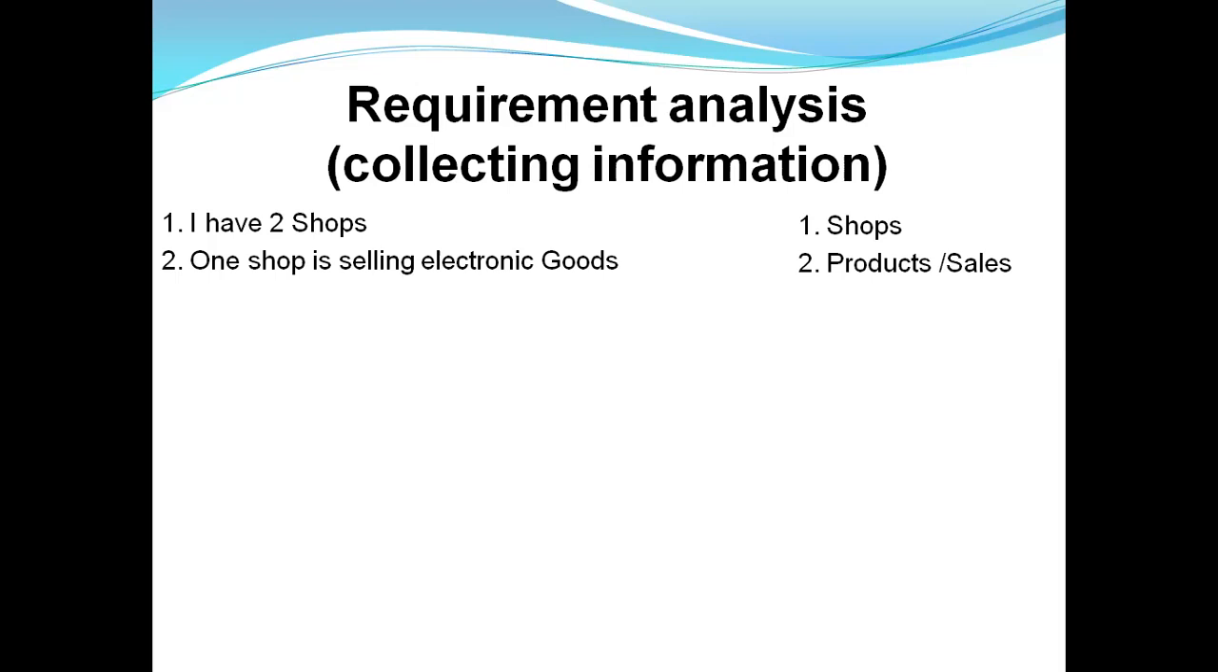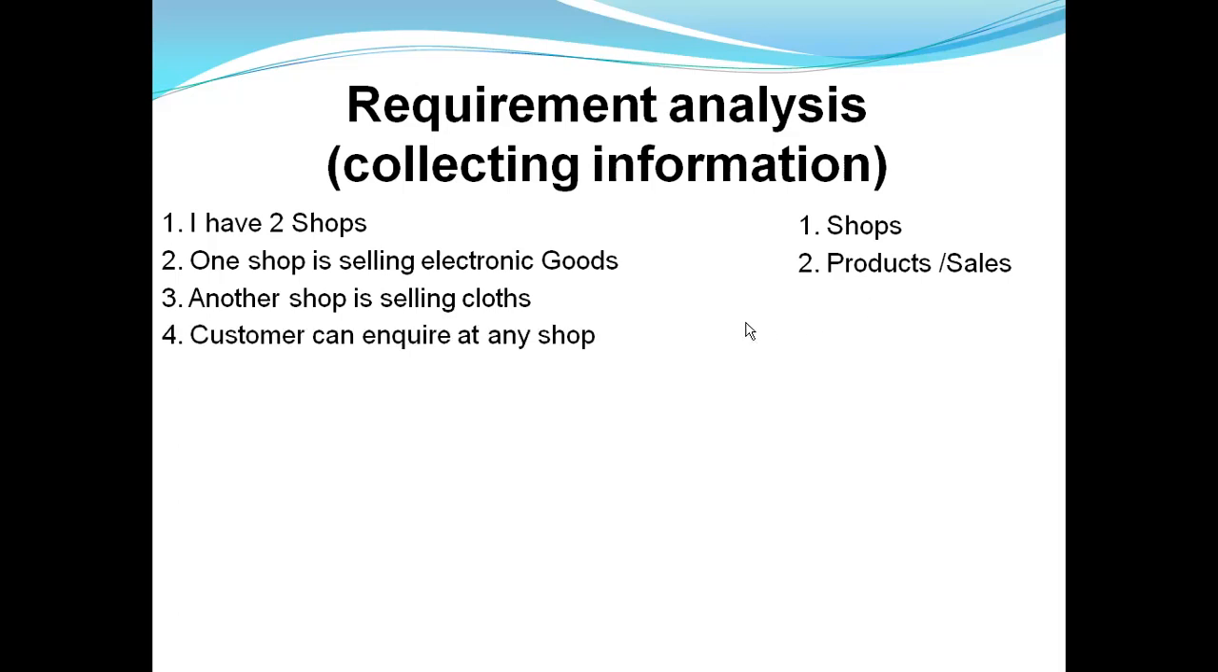Then the next information we are getting is another shop is selling the clothes. So can we say cloth is a garment, selling a sale we have already taken, shop is already taken, and cloth is nothing but a product. So in this, we are not getting an additional entity, but we got an additional attribute for product. Simple here. Customer can inquire at any shop. Very simple. What could be the entity here? Here the entity will be customer.